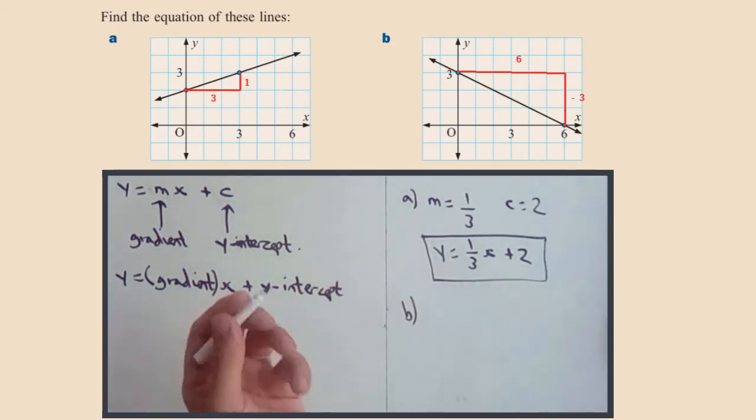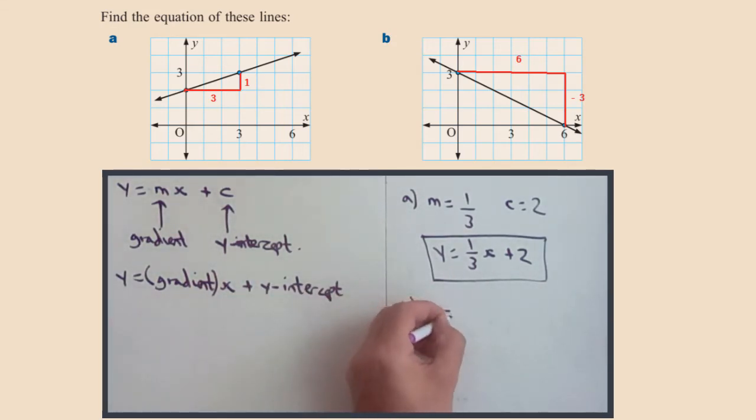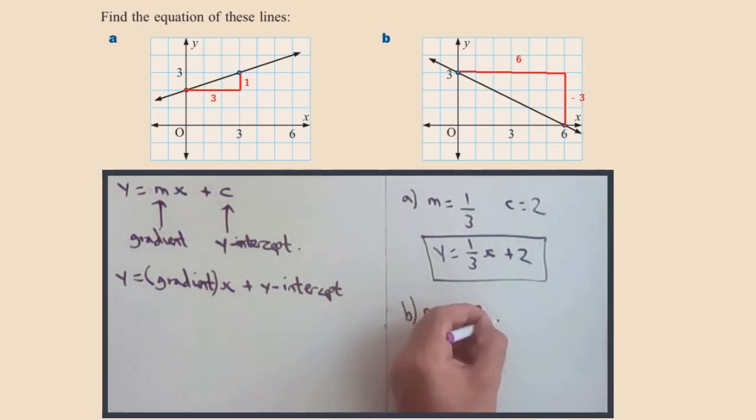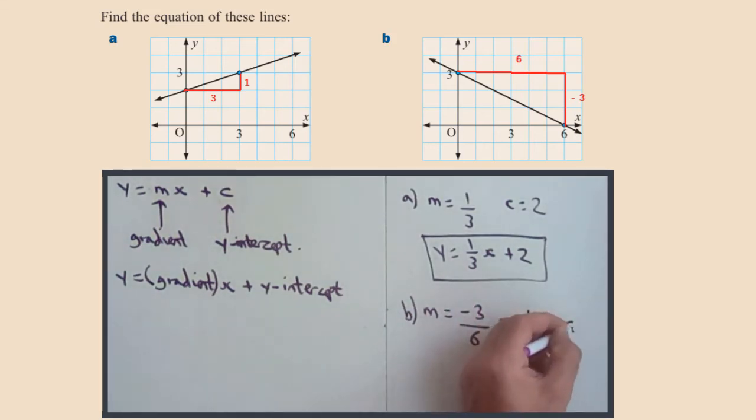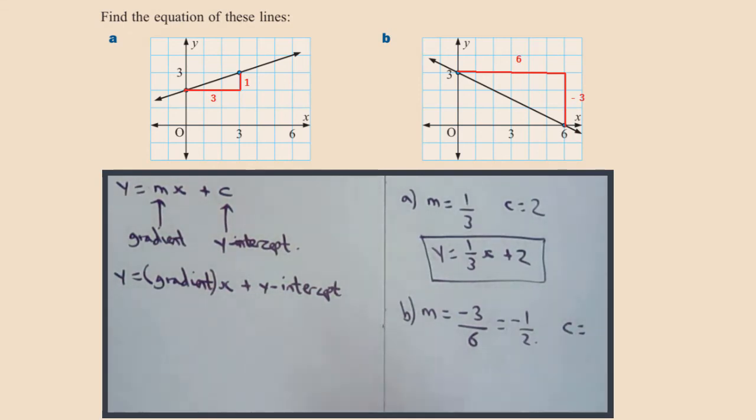So here, m is going to be a bit more work. M in this case, remember, is Y step over X step. So the Y step we said was -3 and the X step is 6. -3 over 6 is -1/2. So that's m. C, let's have a look at the line. Where does it cross the y-axis? You can see here it happens when y equals 3. So c is 3. y equals mx plus c. So y equals minus a half x plus 3.